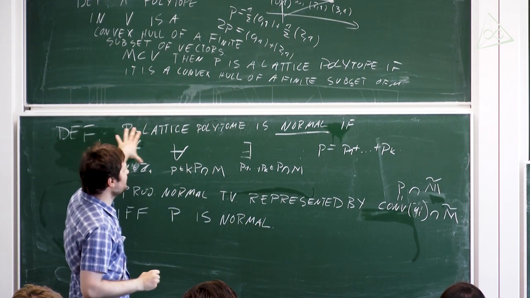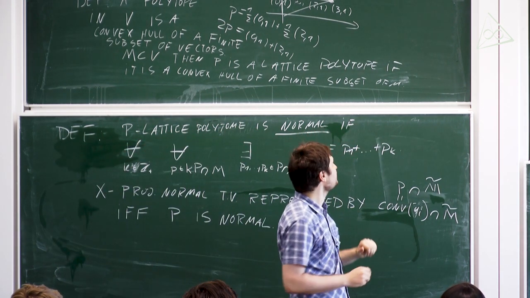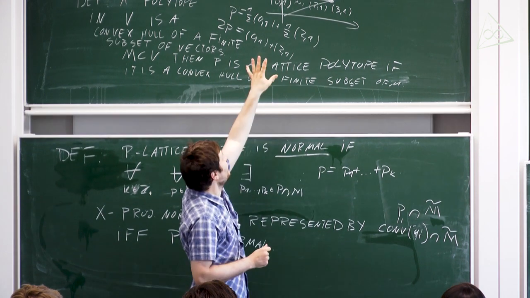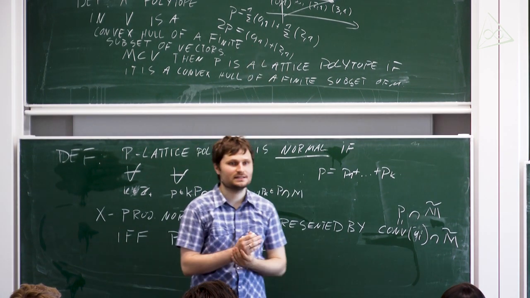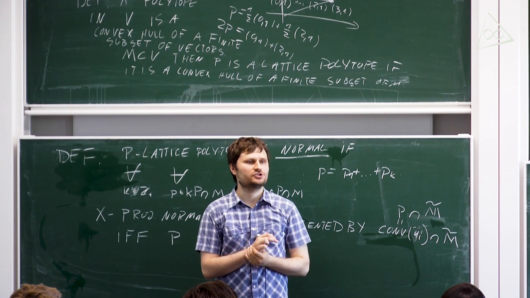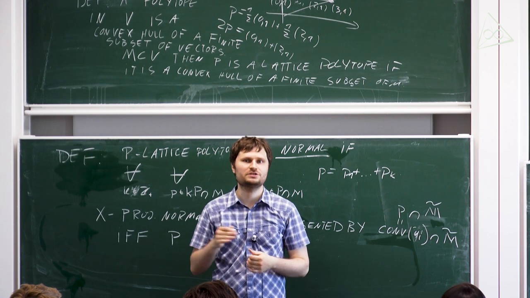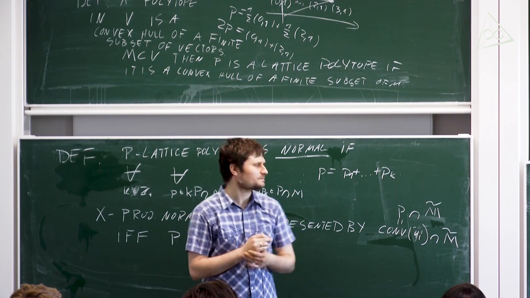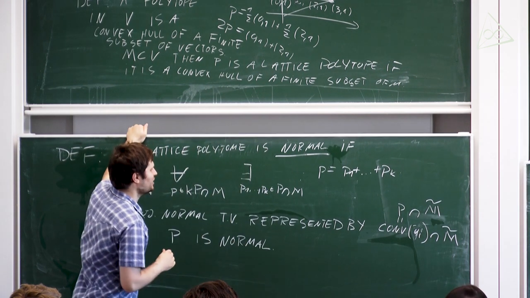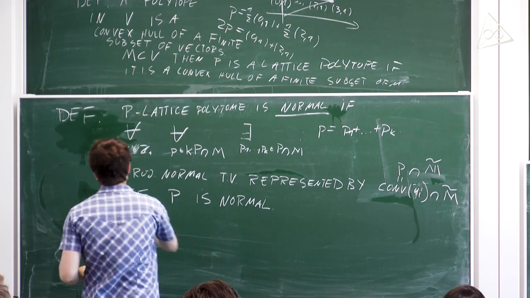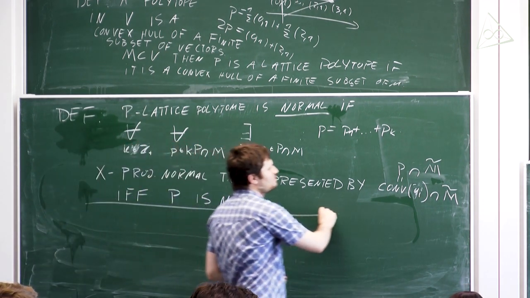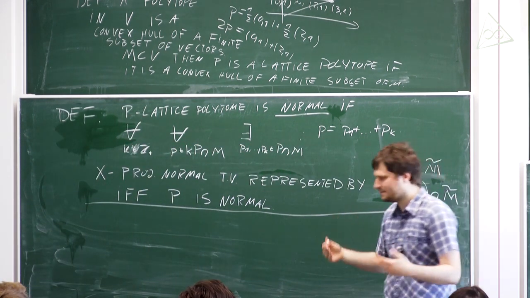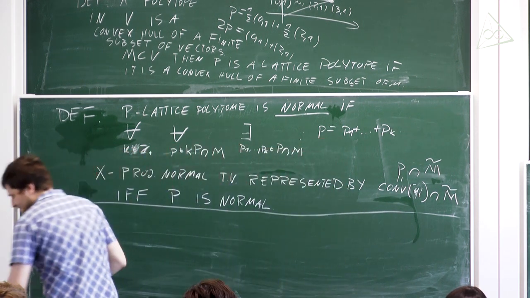So this definition assures that there are no higher level holes in the monoid generated by the polytope. I really strongly encourage you to take a look at non-normal polytopes, try to generate the monoid, try to see the holes, and see what happens.